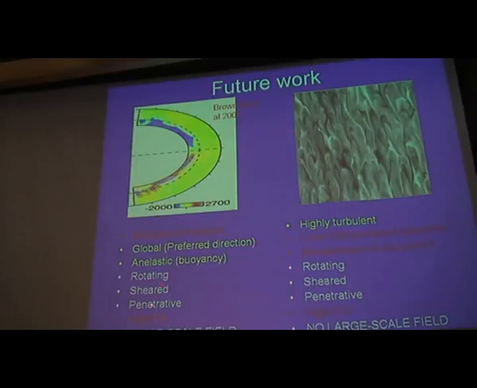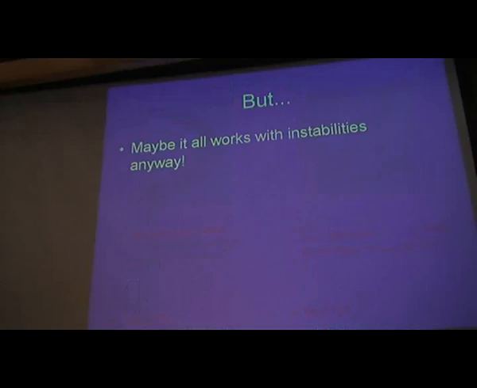We're all rotating, sheared and penetrative, and we're all in the wrong parameter regime for the sun, but maybe who cares about that? We're at high PM. Unless you believe that the small-scale dynamo and the large-scale dynamo are differently affected by the Prandtl number. They get a large-scale field and we don't, but maybe everything works with instabilities anyway, and we don't have to worry about the turbulent dynamo. So I'll stop there. Thank you.